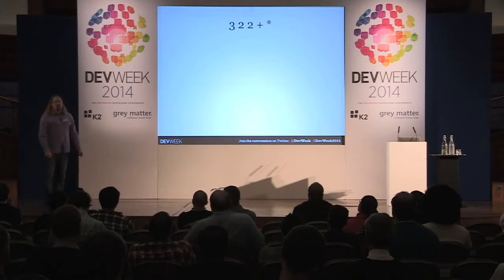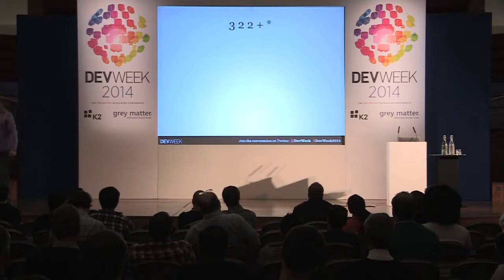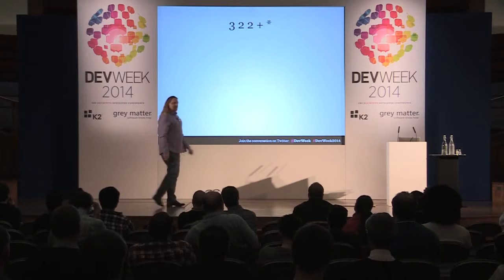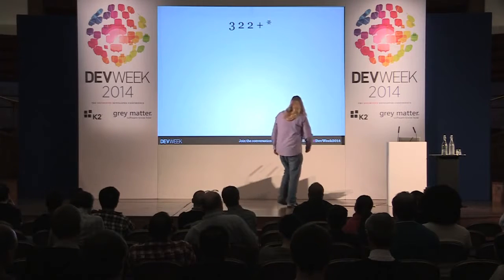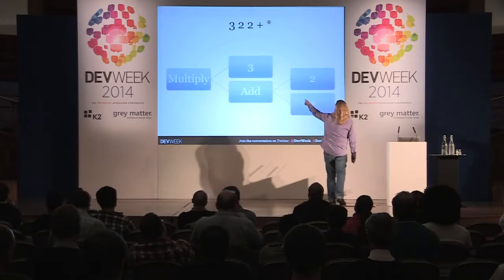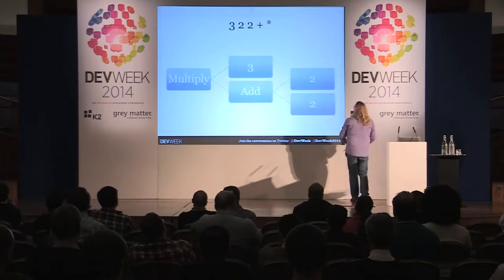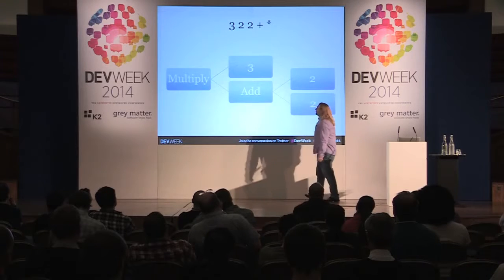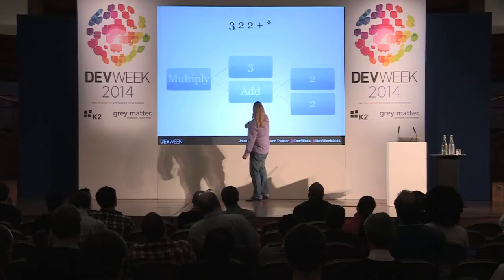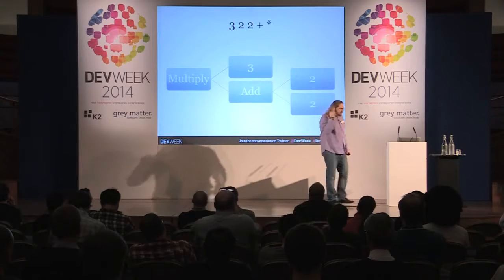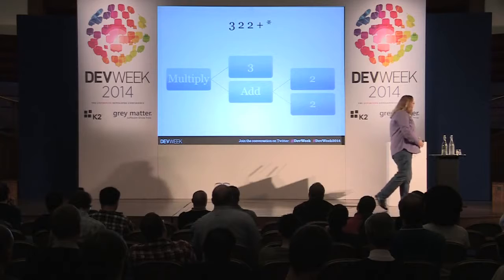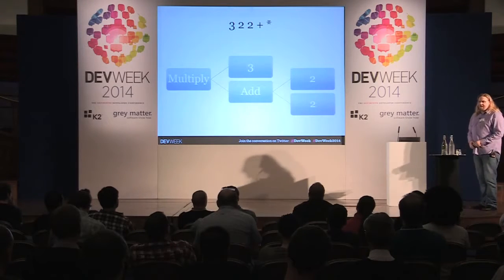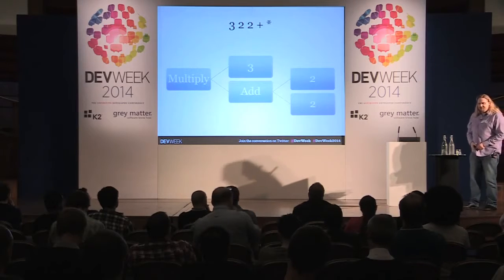So you can then build up more complicated structures. So in this case, 3, 2, 2 plus times actually means multiply 3 by 2 plus 2. So we're going to take the result of adding 2 and 2, and multiply it by 3. Now, notice that that looks extremely like an earlier slide. That looks like an expression tree, because that's exactly what it can be.